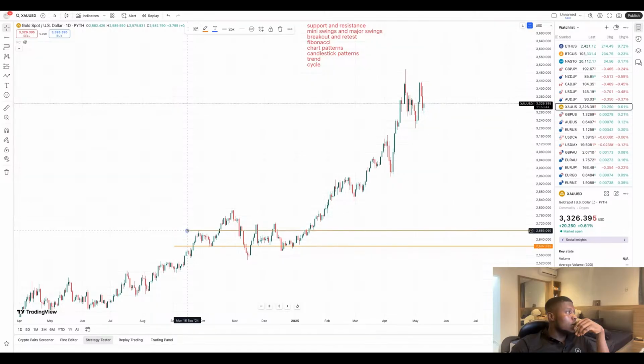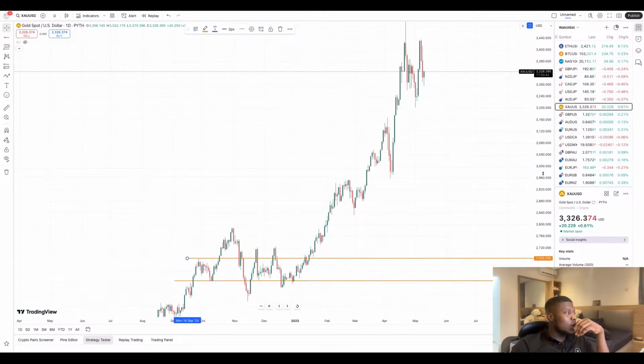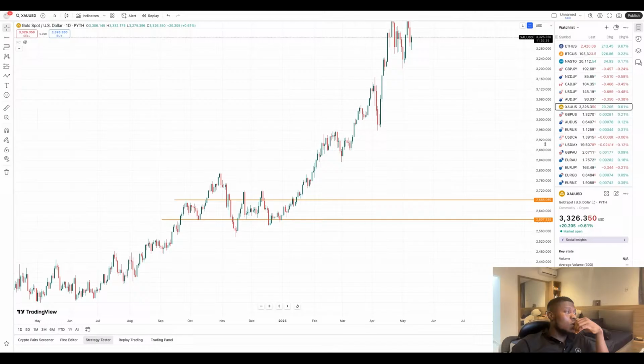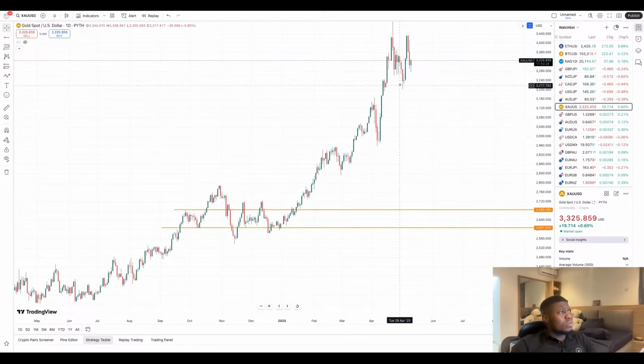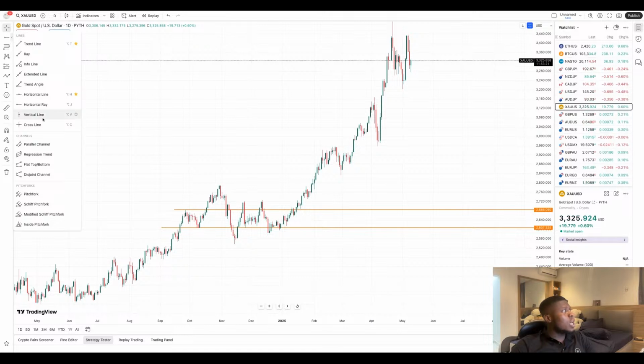From this moment, this coin is in an uptrend. So I will need to draw my trend line. I draw my trend line with a parallel channel. It must be a parallel channel for you to draw your trend line. So you take this parallel channel.